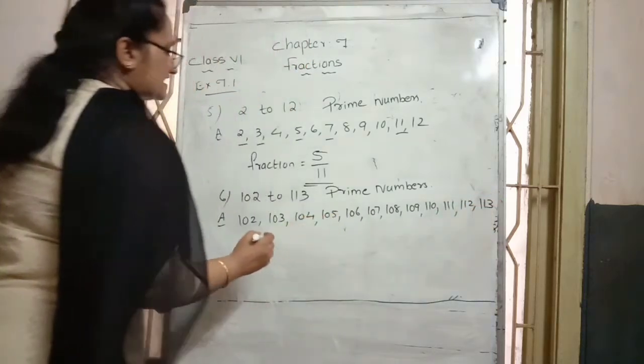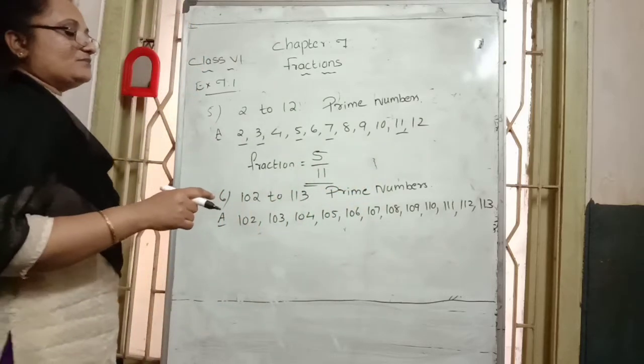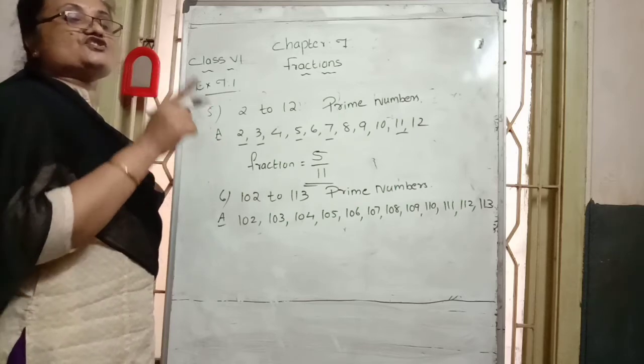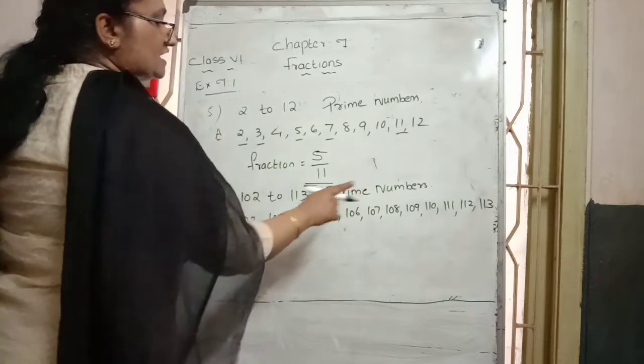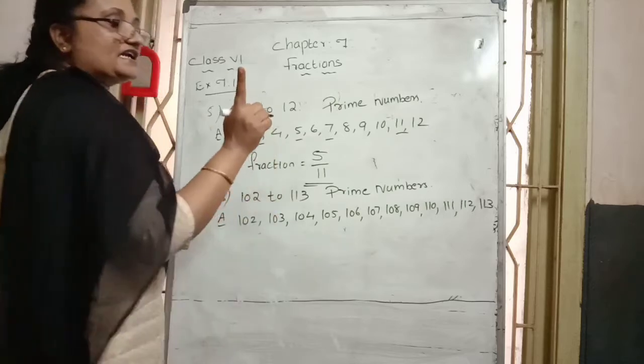Then the question asks us to find out which are the prime numbers. Prime numbers are numbers having only two factors, one and the number itself. Here, which are the numbers that cannot be divided by any number other than one and the same number itself?